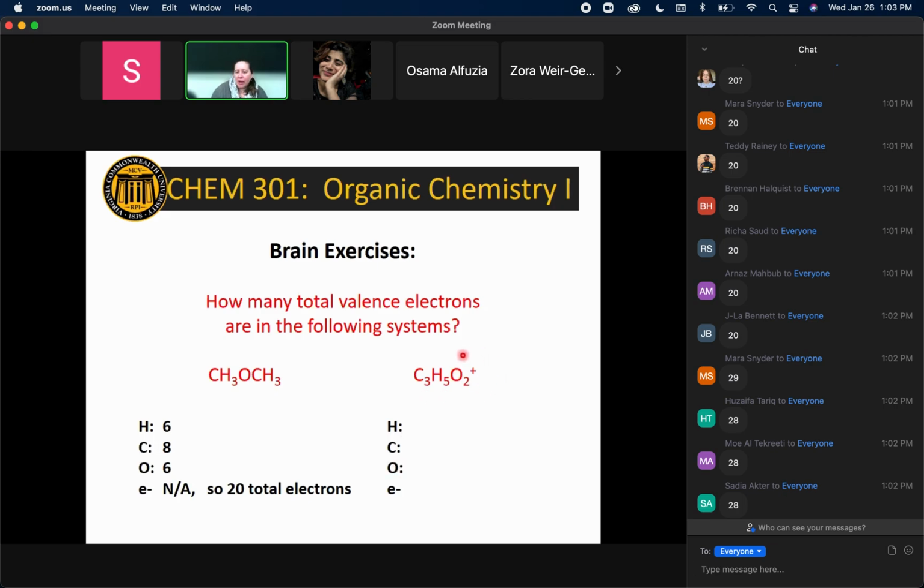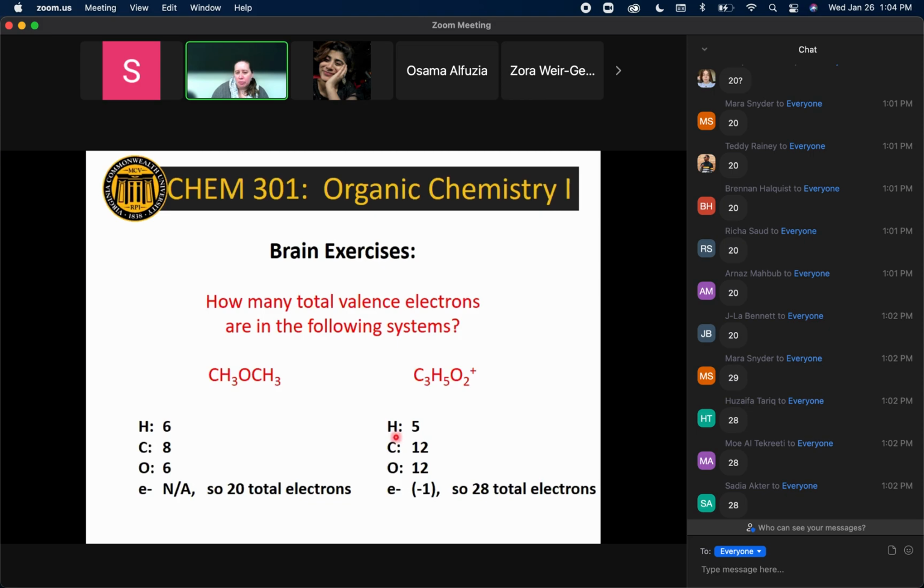But we have to account for this. What is this? This is a positive charge, which means this C3H5O2 plus is not a neutral molecule. So we just counted that these atoms, if they were just their own atoms, would together make up 29 valence electrons. But with this positive charge on the overall molecule, we know that in order to get a positive charge, we have to remove one of those electrons. So the correct answer here is 28.